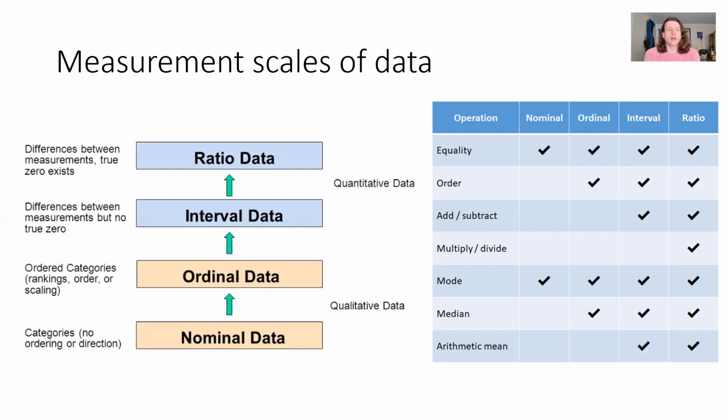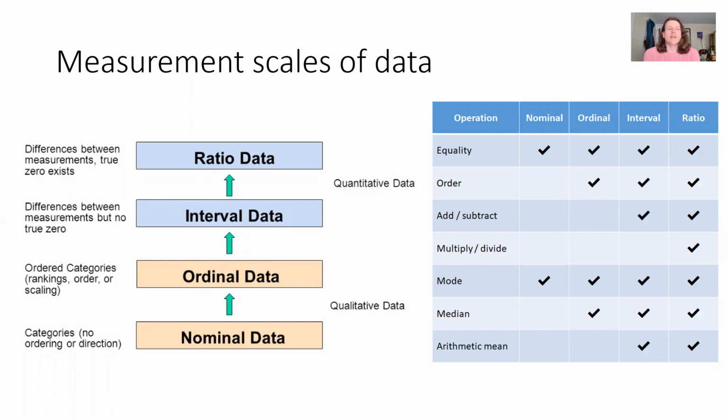Within each of those, there are two subtypes. So you have either nominal or ordinal for qualitative data. So nominal is just categories. There's no order, direction, ranking. One nominal category is not any more or less, better or worse than another nominal category. They're just different. Then you have ordinal data, which is categorical still, but it's ranked. So one category can be higher or lower than the next, but you can't actually measure the difference between them.